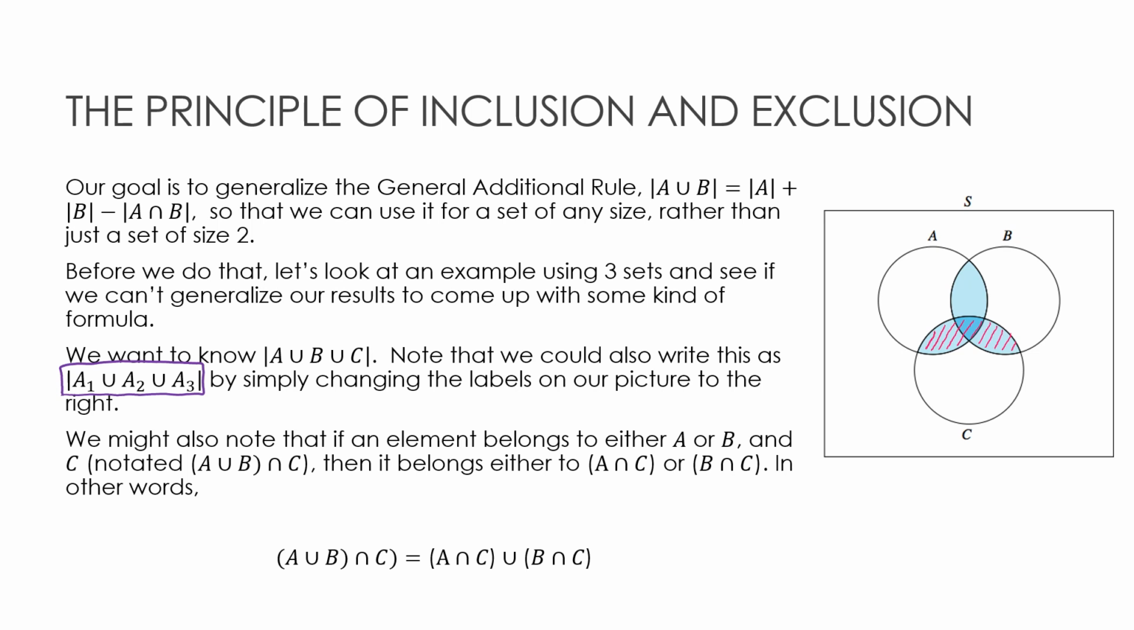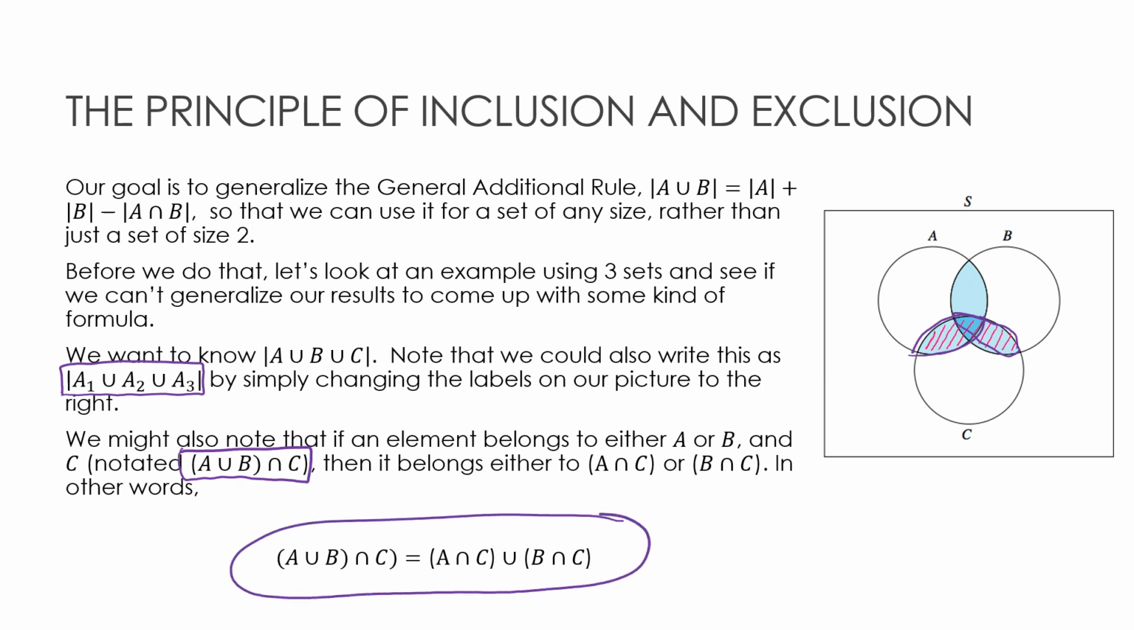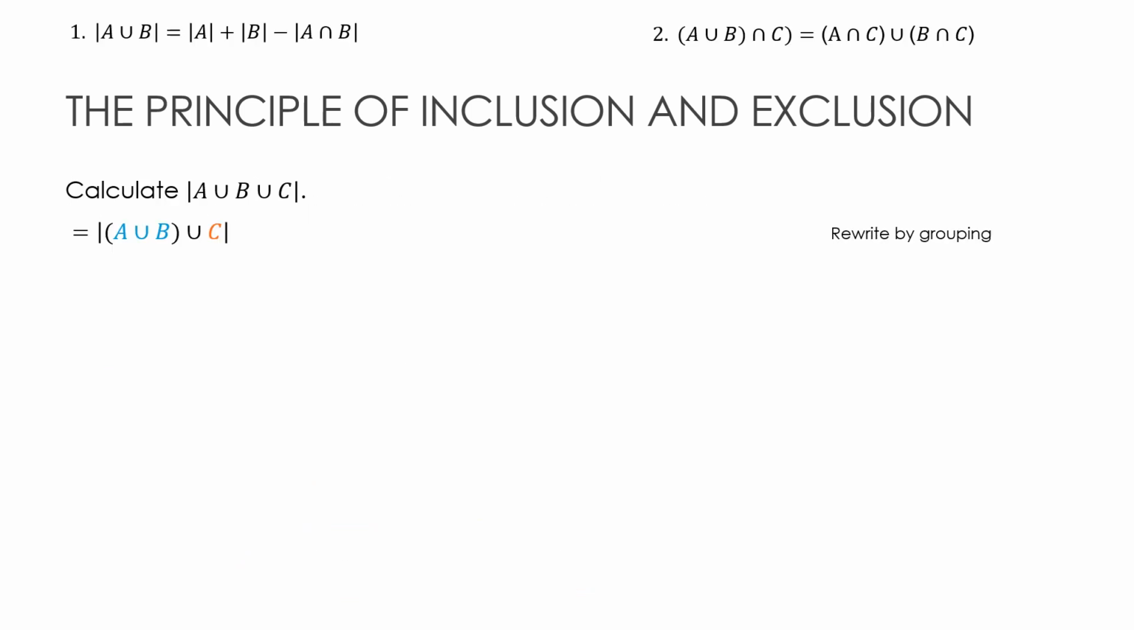I also want you to note that if an element belongs to either A or B and C, so I'm saying A union B intersect C, that's the part that I have marked in pink here, then it belongs to either A intersect C, which is this section, or B intersect C, which is this section. So the reason I point that out is we're going to use that when we're coming up with our generalization. So what I want to do now is start with trying to generalize what's going to happen when I'm trying to find the cardinality of the union of a different number of sets.